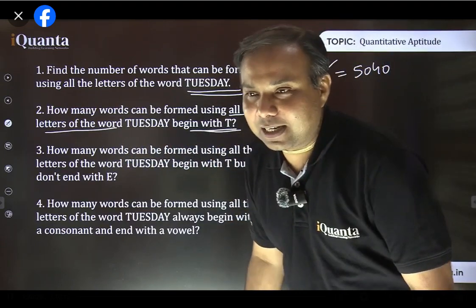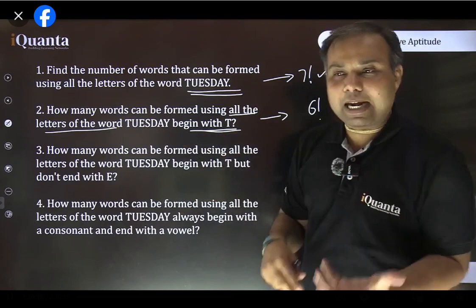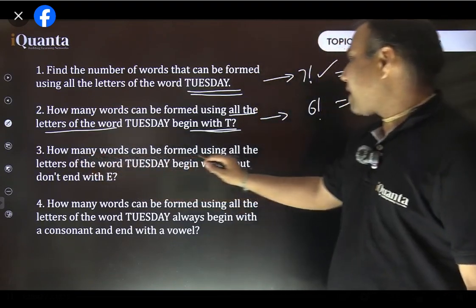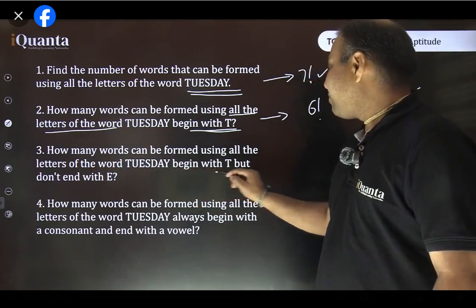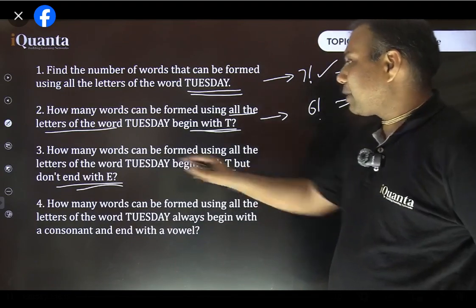Answer please. Yes, excellent. It is 6 factorial, because now the first place is fixed, it must be T, and now the remaining 6 letters need to be arranged. It is 6 factorial, that is 720. Excellent. Next one. How many words can be formed using all the letters of the word Tuesday which begin with T but do not end with E? Yes, be careful now.